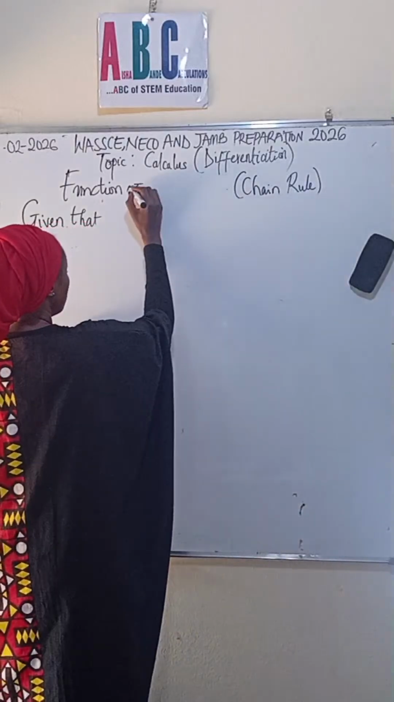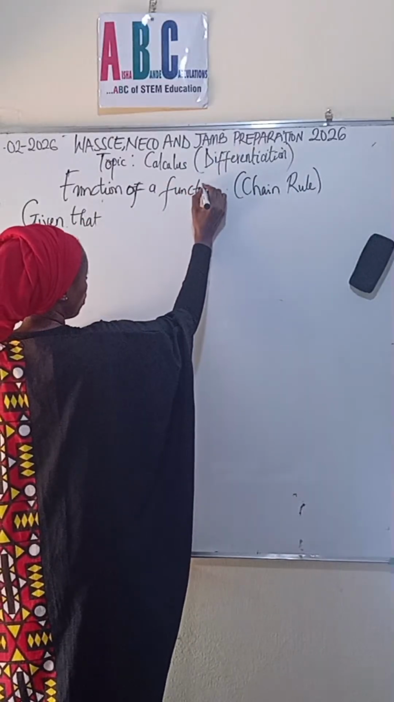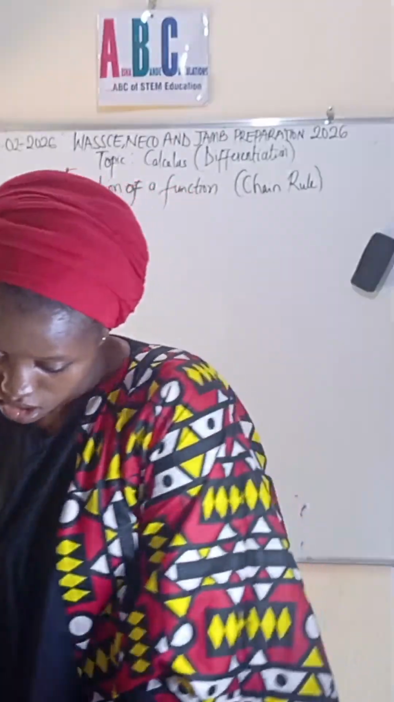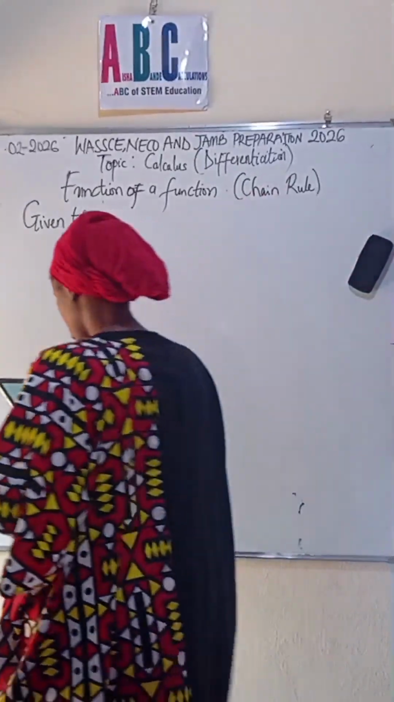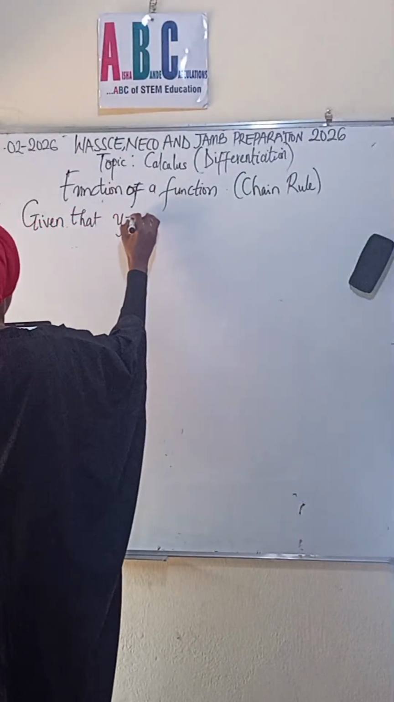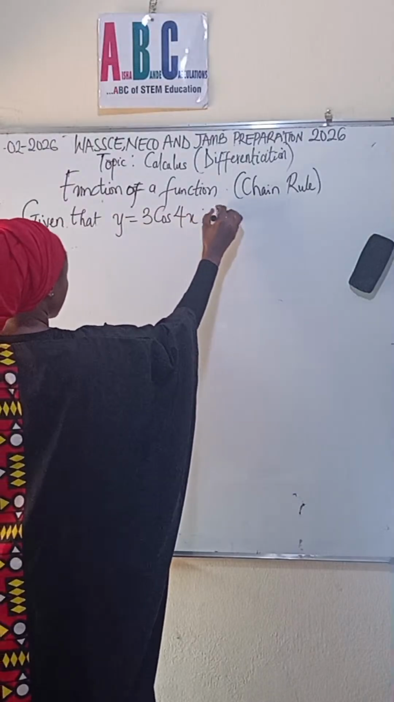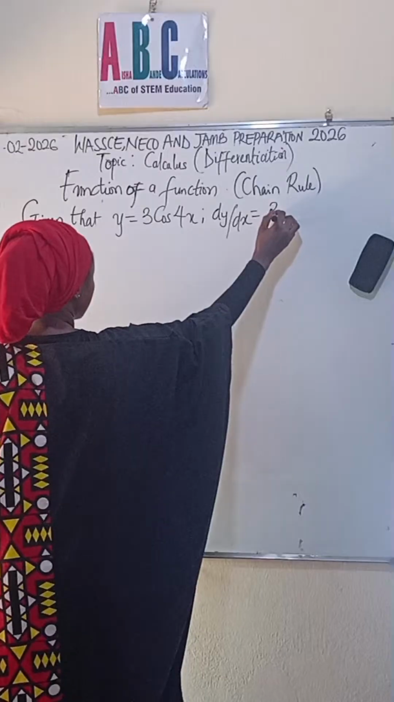So we are solving problems under function of a function, or you can also call it chain rule. So the next question says, given that y is equal to 3 cos 4x, we are required to find dy/dx.